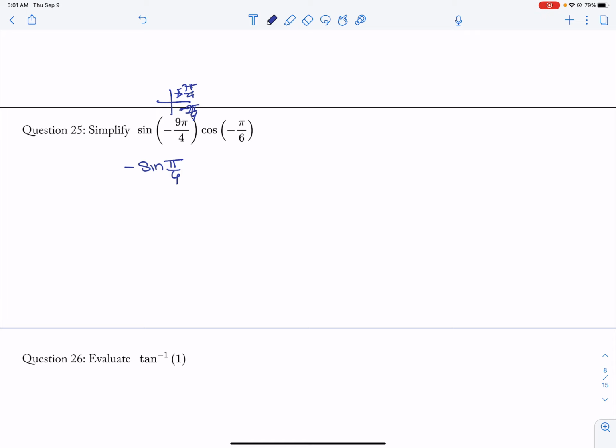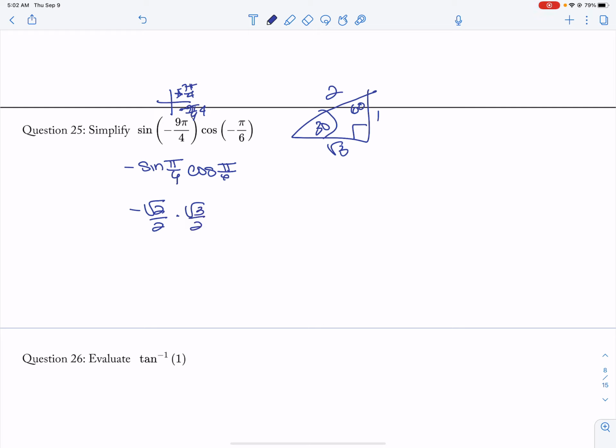And then the cosine of negative pi over 6 puts me in quadrant 4 here, so that's the same thing as a positive cosine of pi over 6. I do need my triangle again: 30, 60, 90, root 3, 1, and 2. I also need my 45, 45, 90, but we know that that's just root 2 over 2 for sine. So cosine of pi over 6, that would be 30 degrees, so then that is root 3 over 2. So then overall I get negative root 6 over 4.